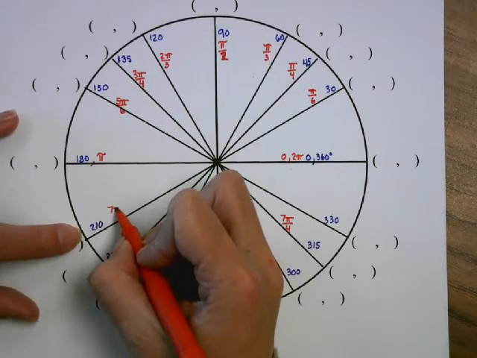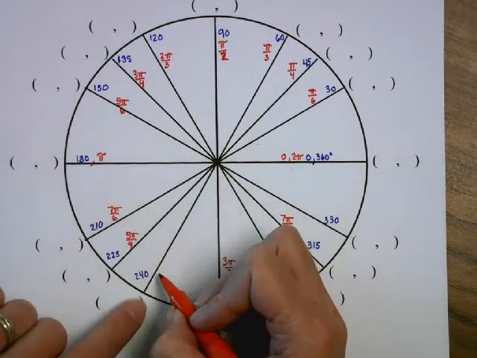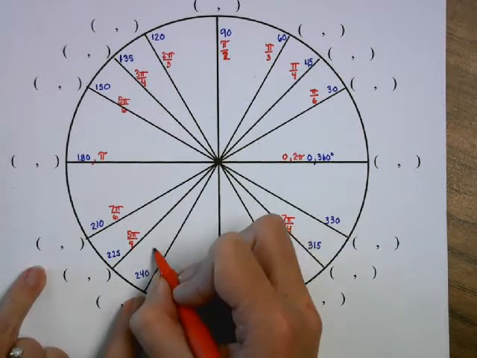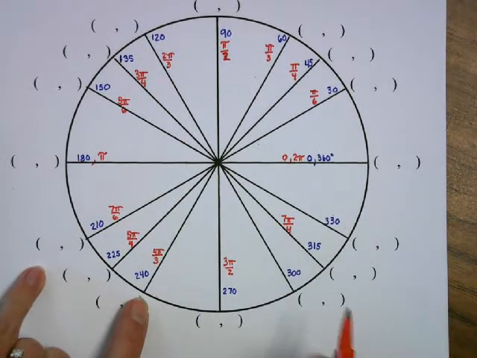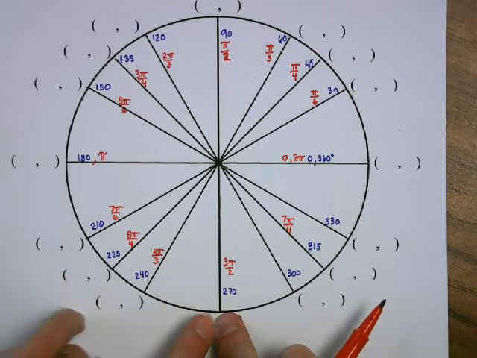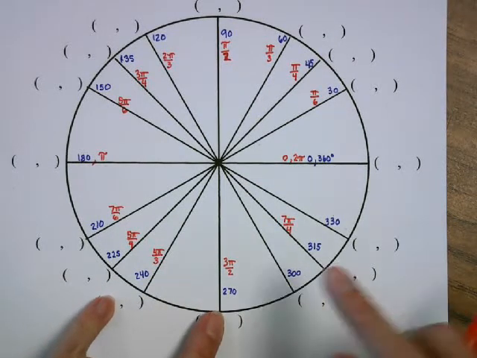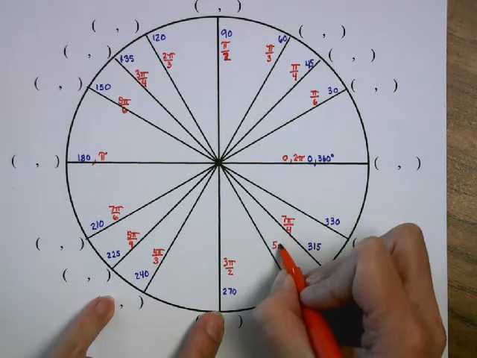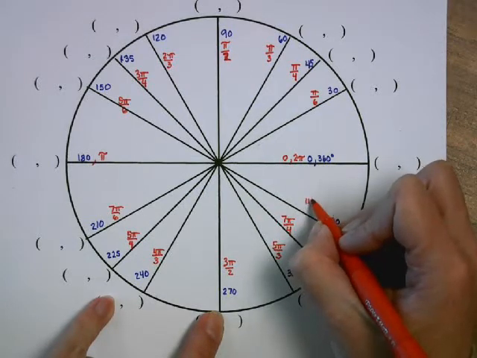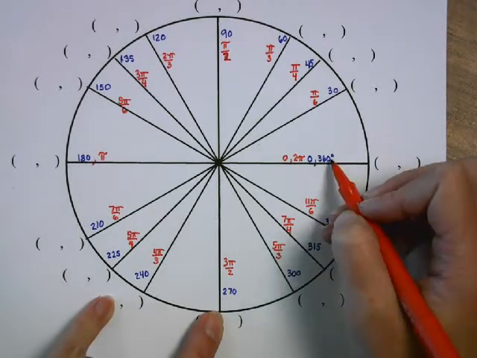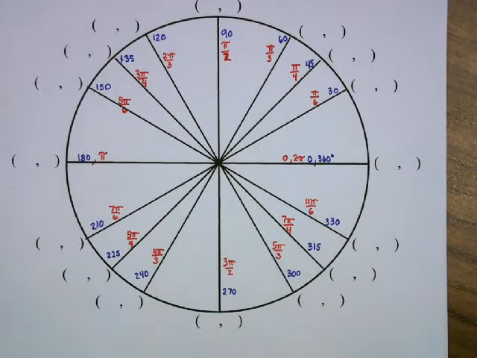This is 7 pi over 6. 8 pi over 6 is 4 pi over 3. 9 pi over 6, 10 pi over 6, which is equal to 5 pi over 3, 11 pi over 6, which would bring us back to 12 pi over 6, which is equal to 2 pi. So those are the angles in degrees and radians.